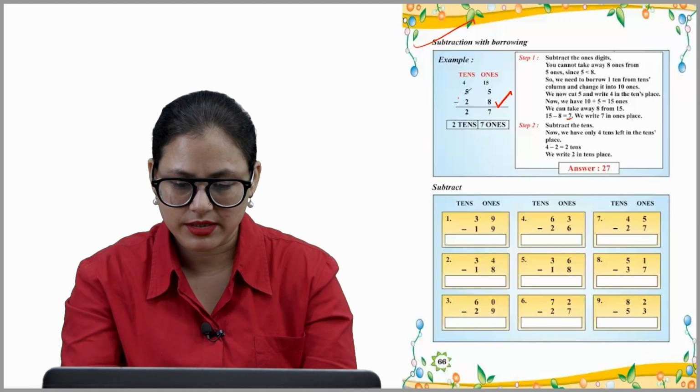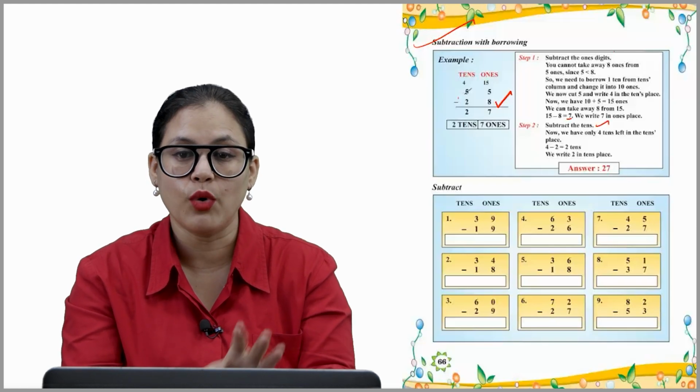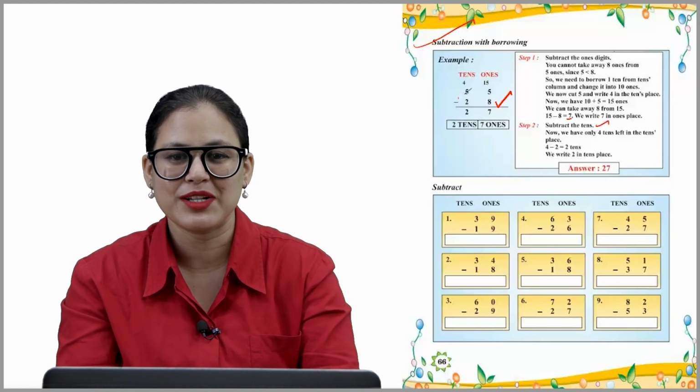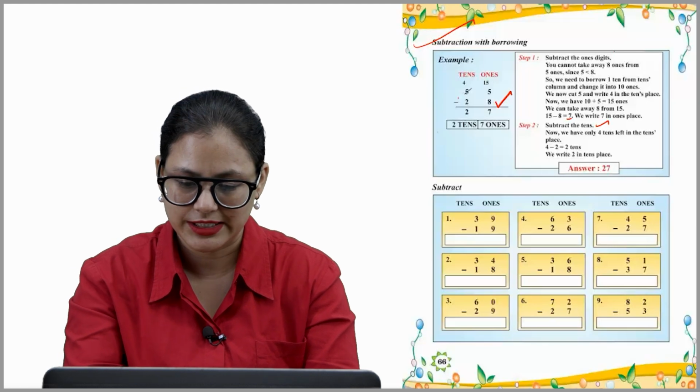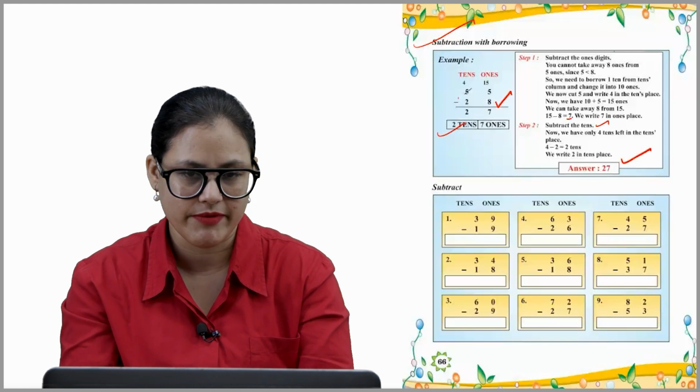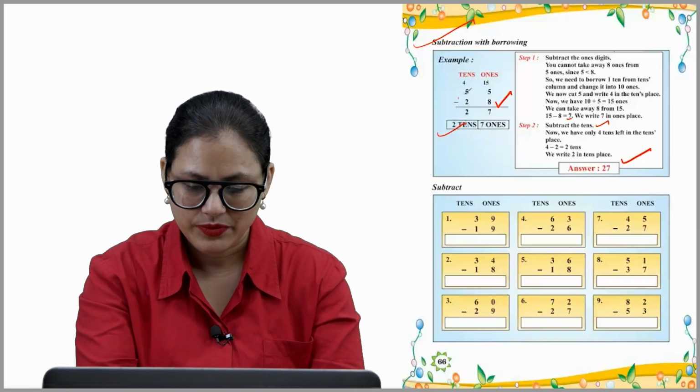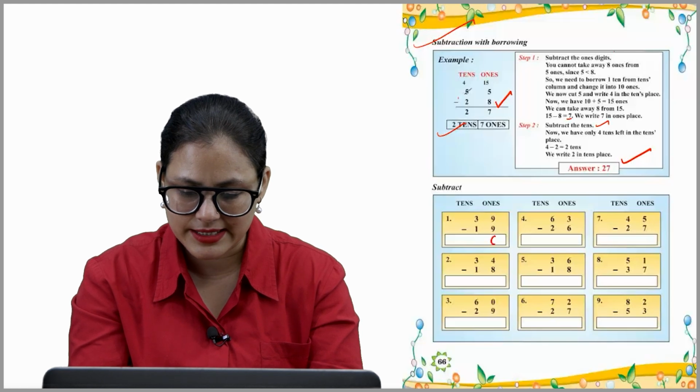Number 2, subtract the tens. Now we have only 4 tens left in the tens place. So 4 minus 2 is equal to 2 tens. So the answer is 27. Okay, let's subtract. 9 minus 9 is 0. 3 minus 1 is 2.